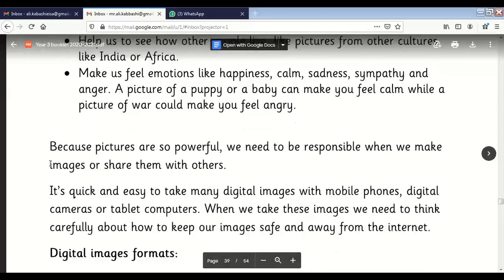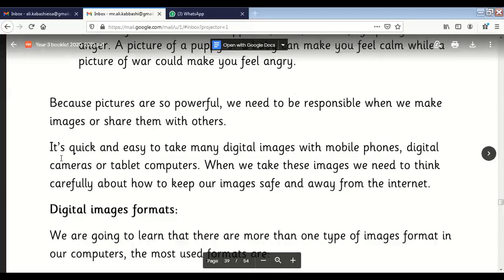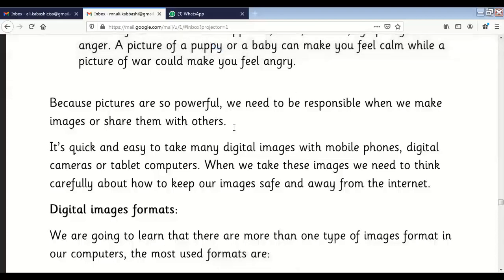Okay? Because pictures are so powerful, you do not share any picture with anyone on the internet. You have to ask your parents first, then you can share your pictures on the internet. Okay? Because the internet is not always safe. You need to review this with your parents.